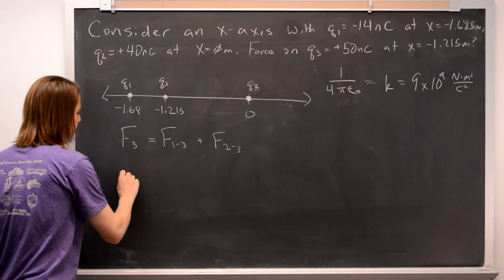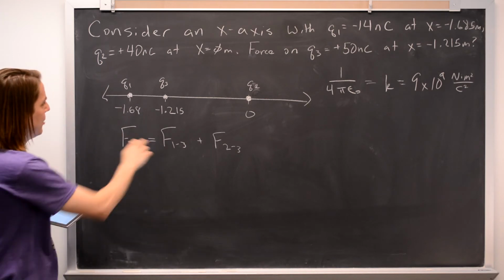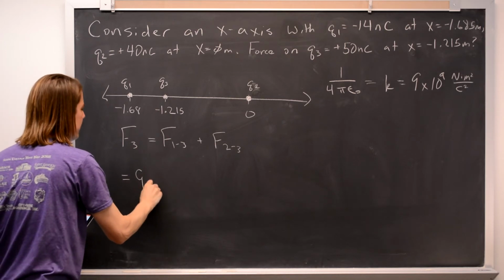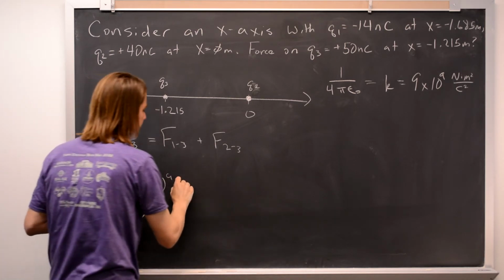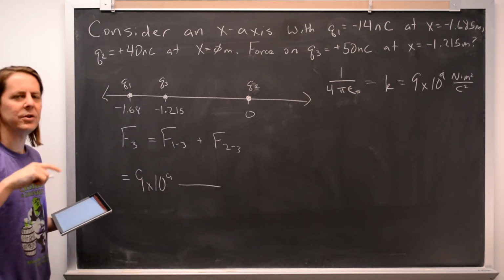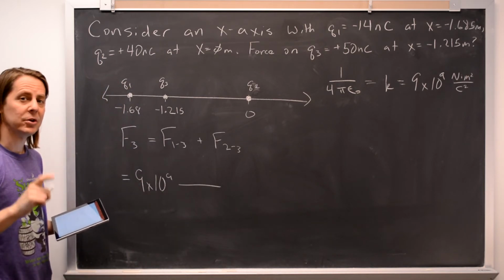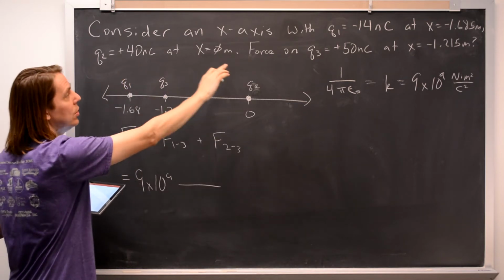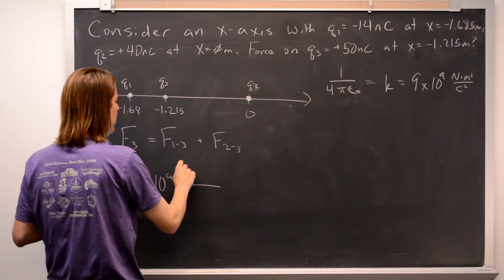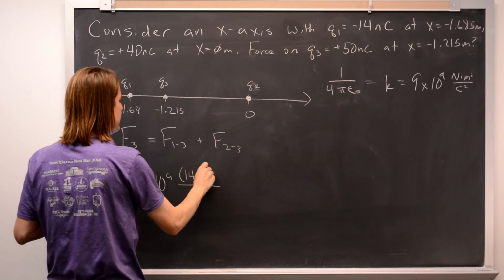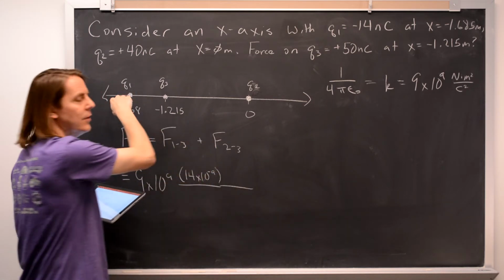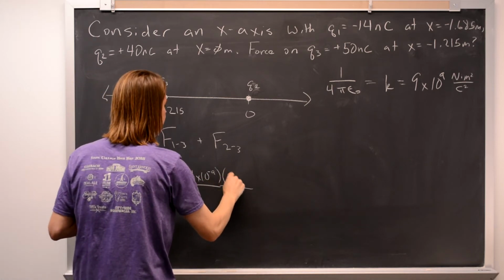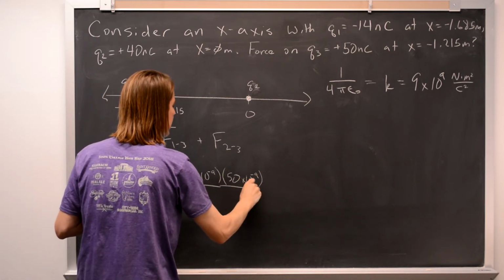Okay, so we just start writing it out here. This is going to be equal to, so we could set it up a little bit, the force of 1 on 3. Let's go to our Coulomb's law. We always start with a constant, 9 times 10 to the 9, times the charge of 1 times the charge of the other. Remember, those are charge magnitudes, so we don't worry about the signs. The charge 1 is minus 14 nanocoulombs. I'm just going to write 14 times 10 to the minus 9. And then the charge of the other is 50 nanocoulombs, times 50 times 10 to the minus 9.